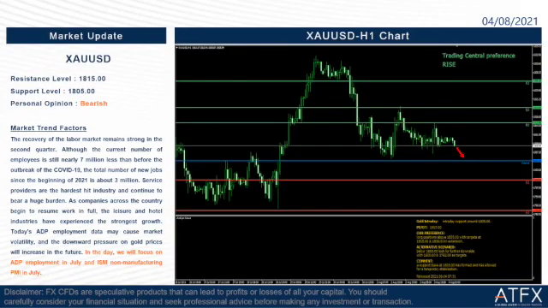For today, the resistance level is 1815. The support level is 1805. My personal opinion for today is to still take it as bearish. Why? Let's take a look at the factors here.